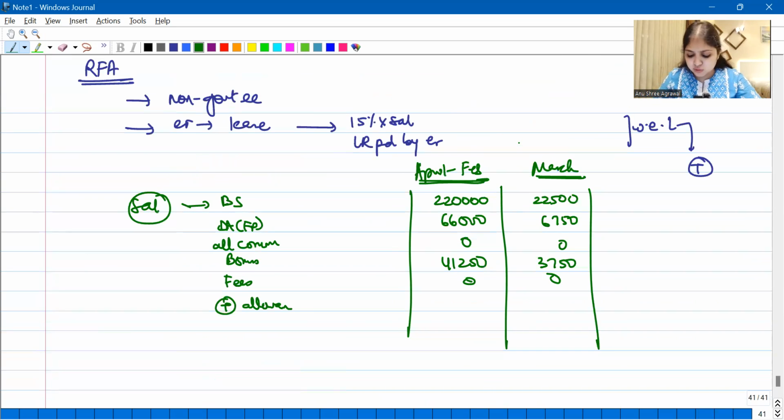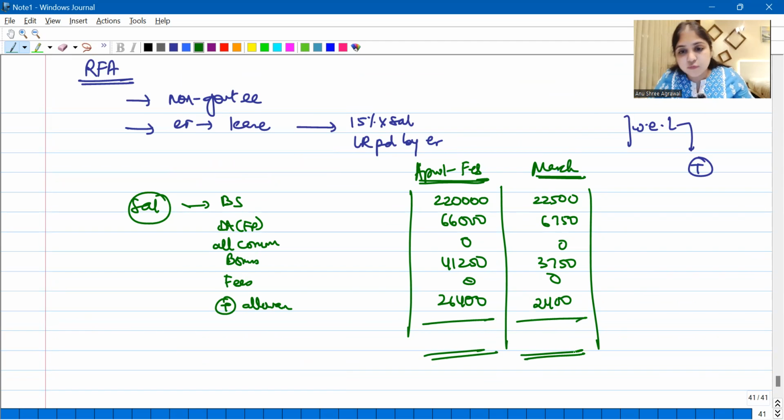Now this 28,800 is for the whole year. So what is for 11 months, guys? 11 months will be 26,400, and for 1 month it's going to be 2,400. So if you add up, what is the meaning of salary for the purpose of RFA? Salary for the purpose of RFA will now be 3,53,600 here, and 22,500 plus 6,750 plus 3,750 plus 2,400, 35,400 here. Okay, these are the salary numbers.